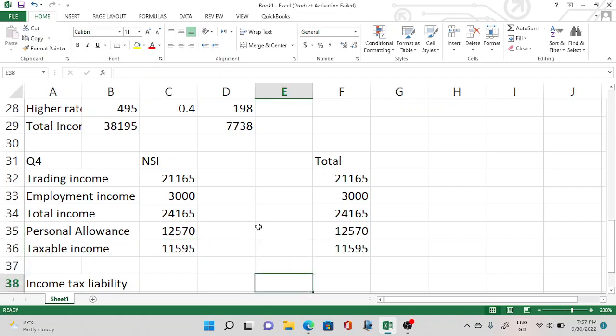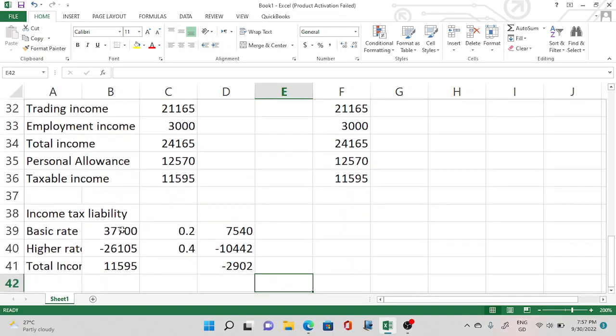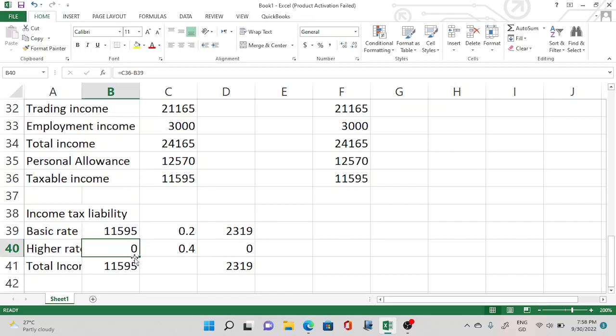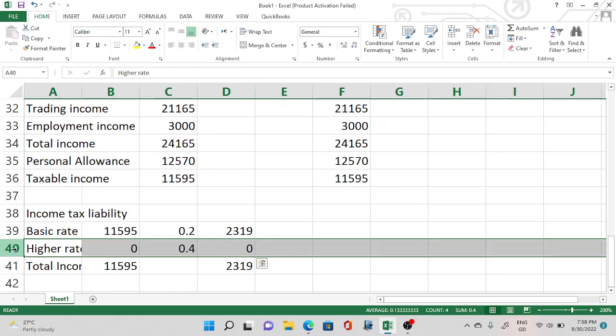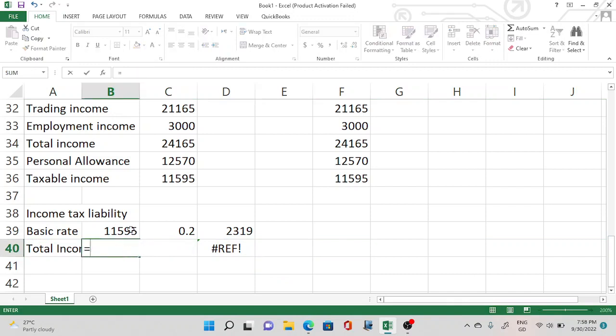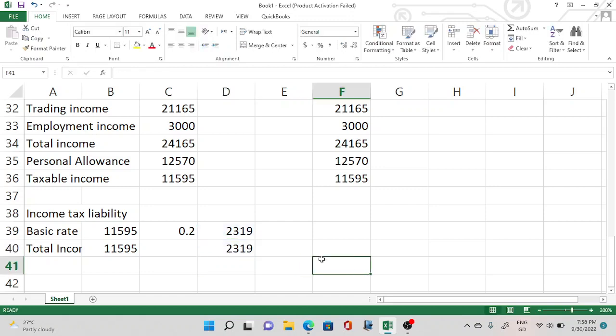It's in the basic band. So what we are going to do with it, we will be linking it up here. Okay, 20%, that's all, no higher, nothing. So if you want to clear the contents or delete this part, you can do it easily. Total income, and this is the total income tax liability.